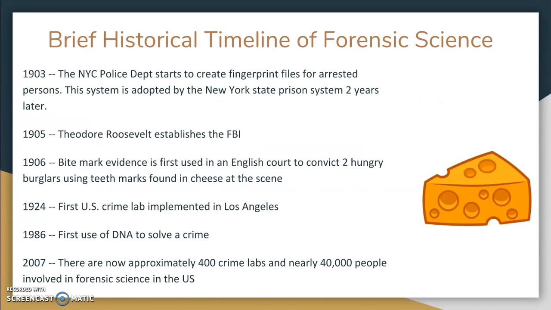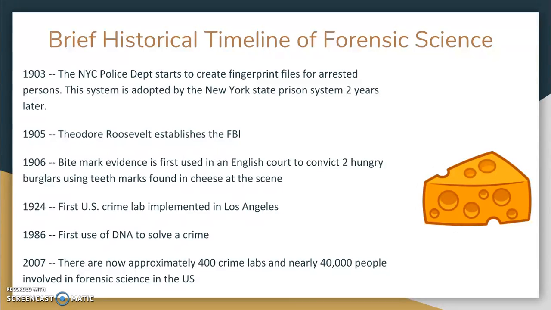1903, so we're getting a little more recent now. The NYC Police Department starts to create fingerprint files for any arrested persons, and then this system was adopted by the state prison 2 years later. In 1905, Teddy Roosevelt establishes the FBI. In 1906, bite mark evidence is first used in an English court, convicting 2 hungry burglars using teeth marks found in cheese at the scene. So they must have gotten hungry as they were, I don't know, grabbing stuff, not sure.